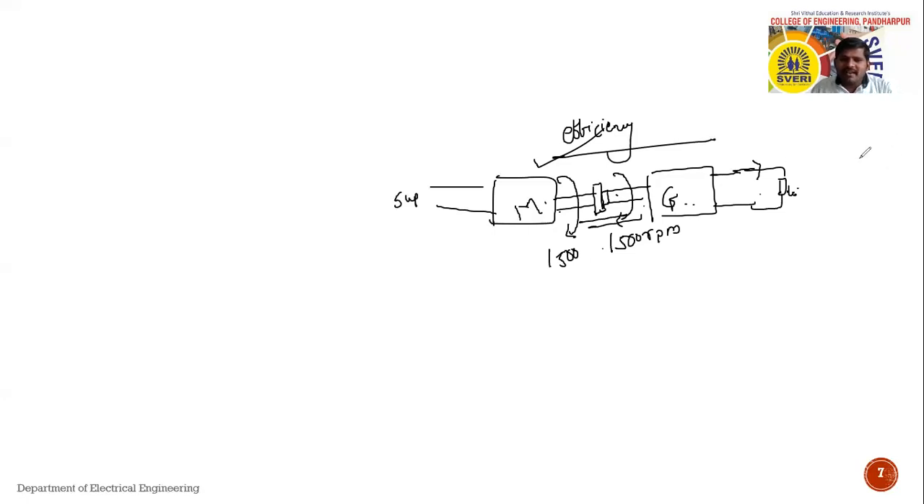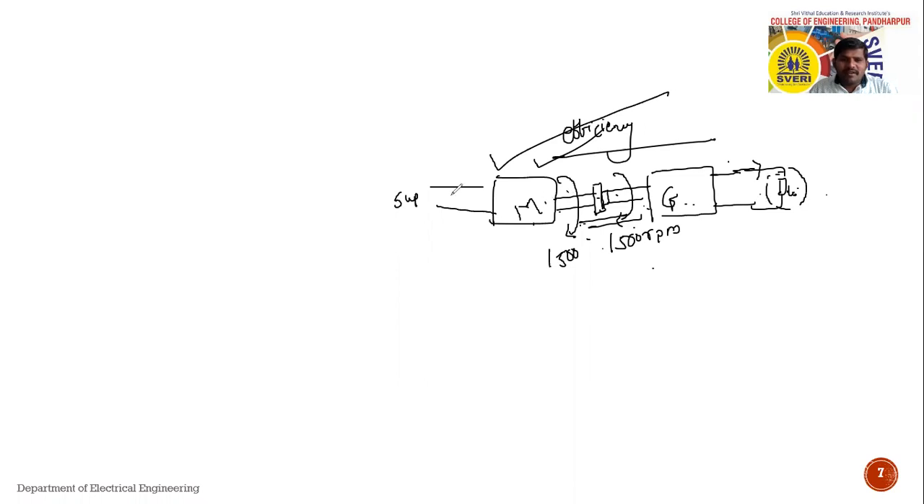So this is why it is called the indirect method of testing. That means we are testing the first machine indirectly. Why indirectly? Because the load cannot be put directly on the motor. The load is not put on the motor directly; it is put on the generator.